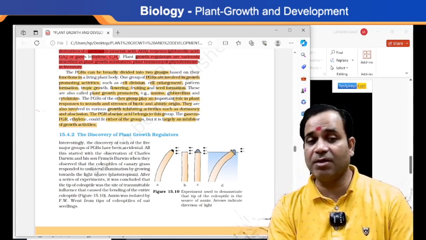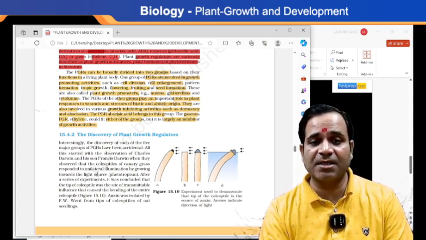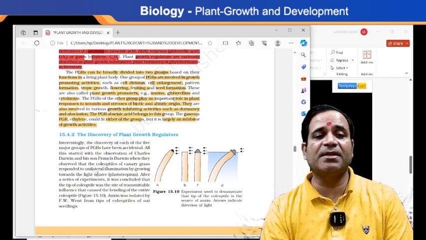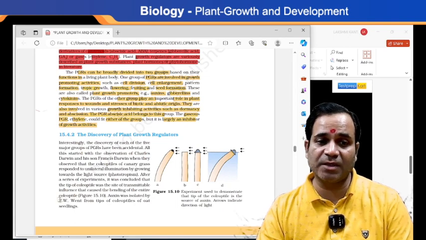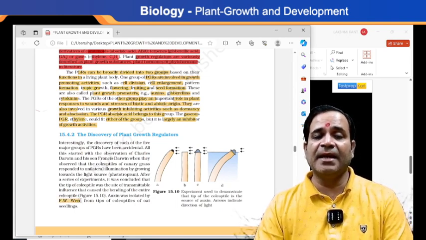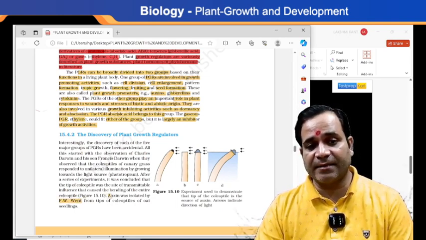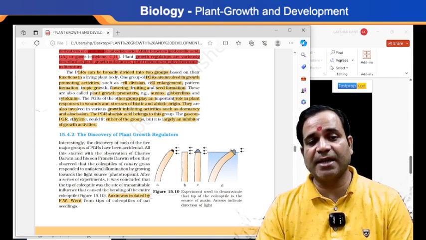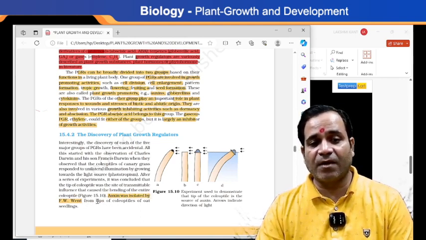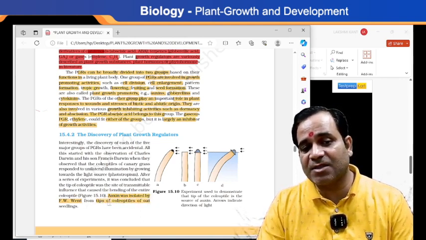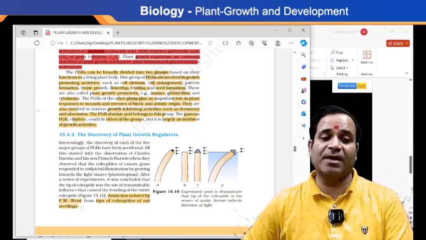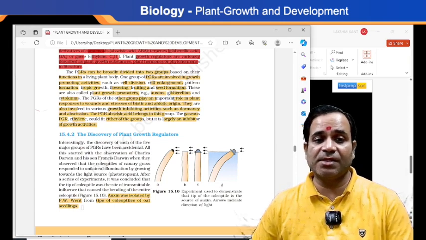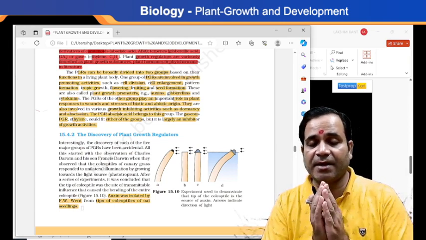Now, the thing that is very important to understand here is the discovery of the plant growth regulator. You know that one of the scientists is known as F.W. Went. Hope you know this name, F.W. Went. He discovered auxin, which was isolated by F.W. Went from the tips of coleoptiles of oat seedlings. This one is very important here. Listen carefully to what I'm saying.